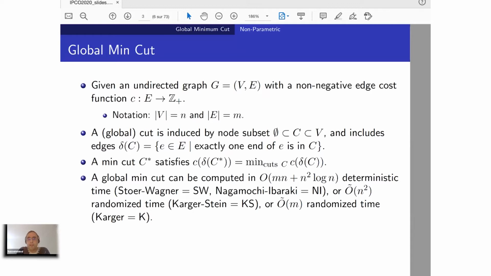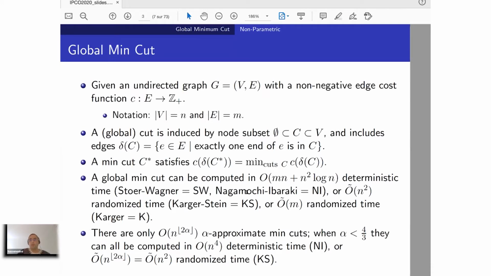So let me remind you of the best deterministic and randomized algorithms to solve the standard global min cut, or the non-parametric min cut. Here is the best deterministic algorithm, given by Stoer and Wagner, or Nagamochi and Ibaraki. It is of order mn plus n squared log n. And for the randomized algorithm, there is the Karger-Stein algorithm which runs in O tilde n squared, which was later improved by Karger to almost linear time, of order m.